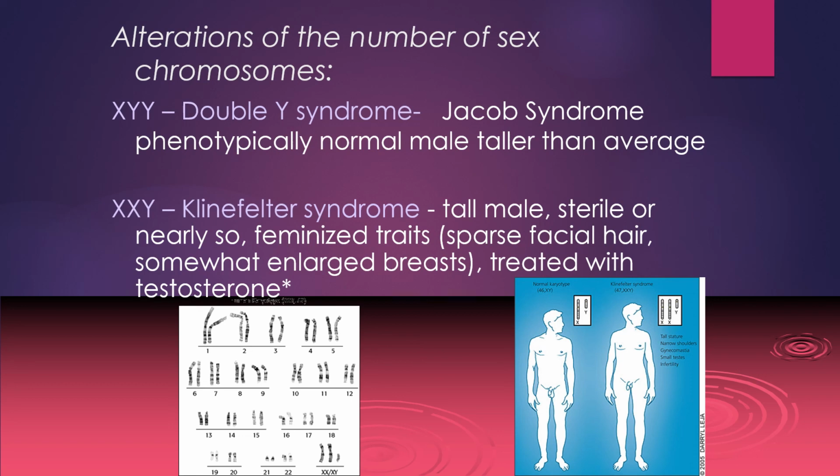And then Klinefelter's is a little bit different than that, and that's where we see 2 X's and a Y. It is a tall male. Usually they are sterile or have infertility problems, and frequently will have some sort of feminized traits, so they'll need to be treated with testosterone to bring on the secondary sex characteristics of a male.